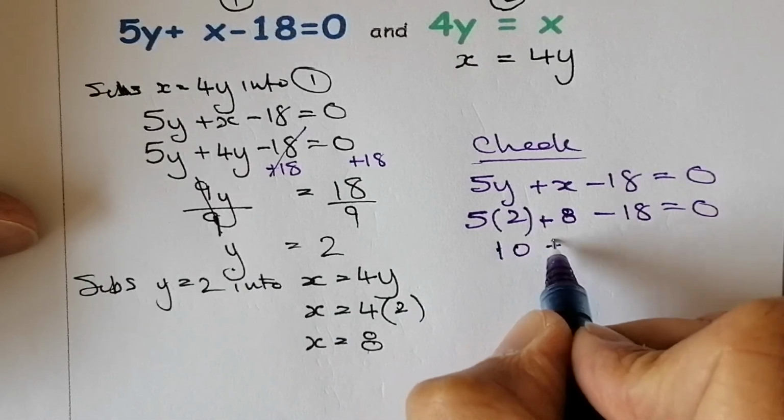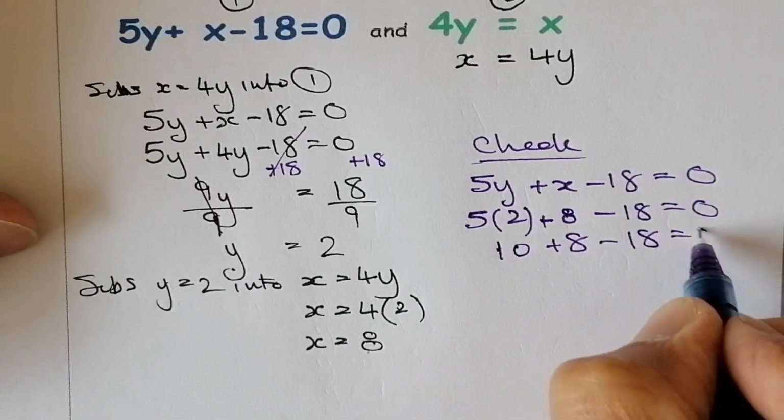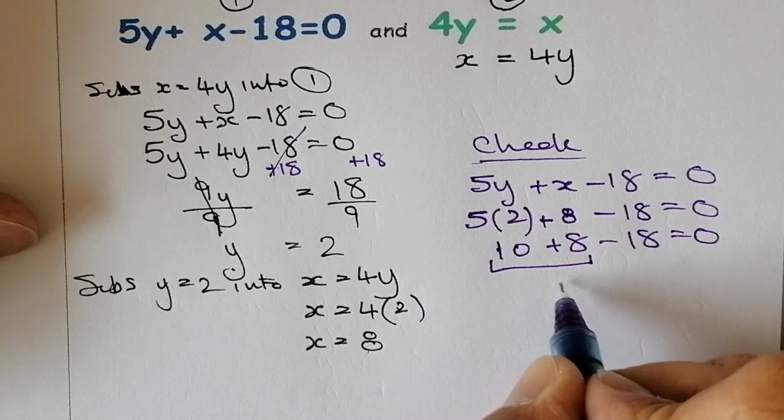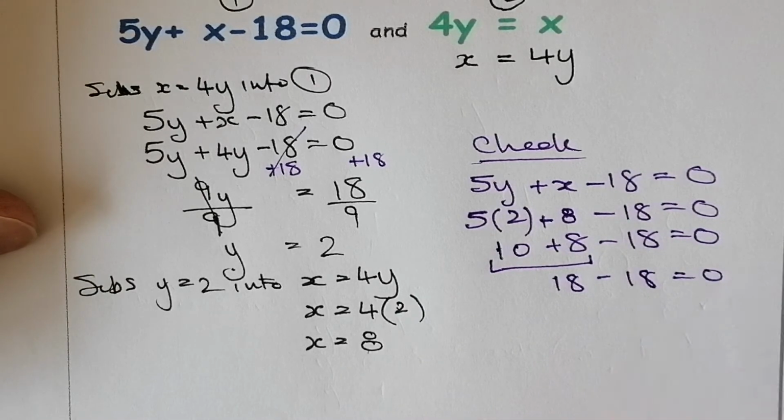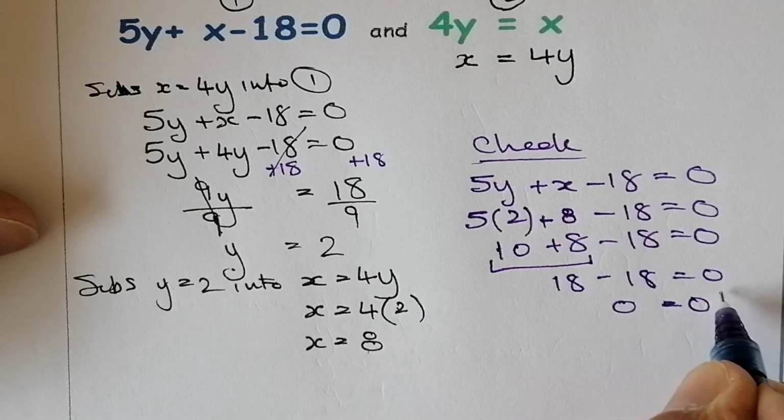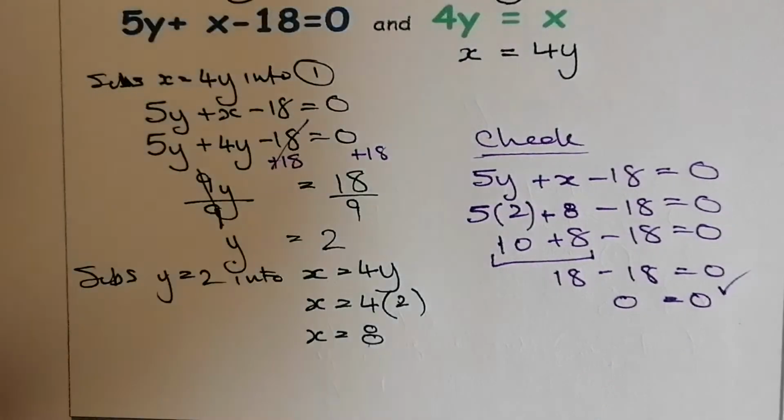So that'll give me 10 plus 8 minus 18 equals 0. If I gather these together first of all, that gives me 18 take away 18. Yeah, got it. So 18 take away 18 is 0, equals 0. I know I've got my answer right there.